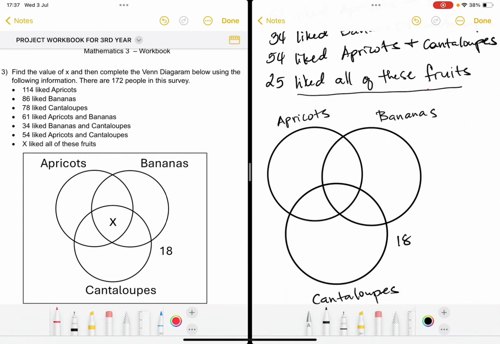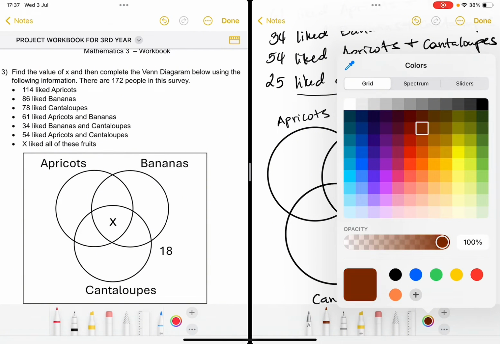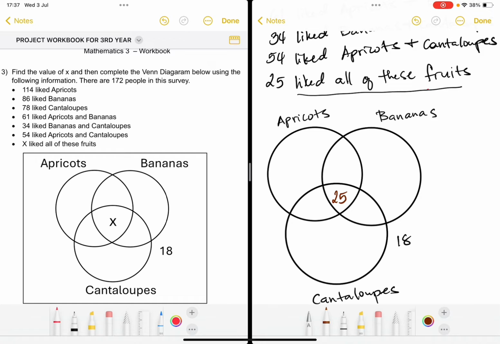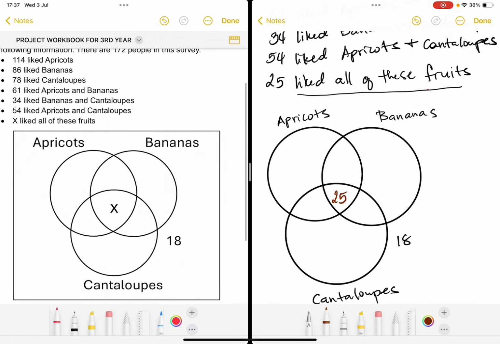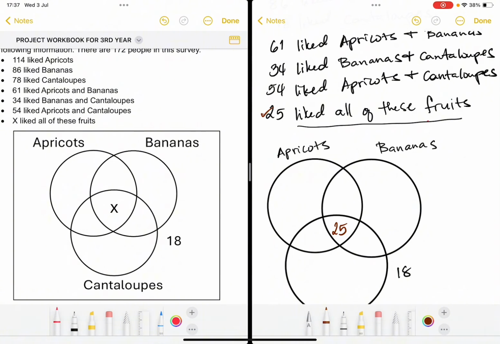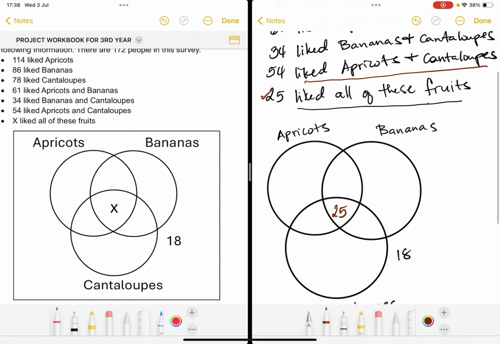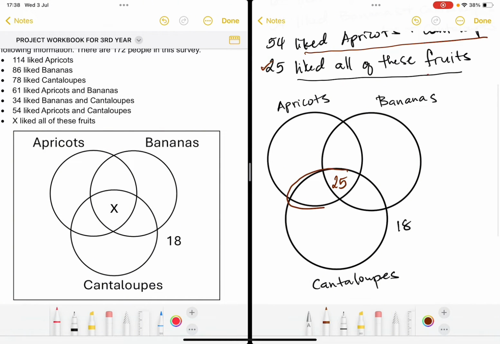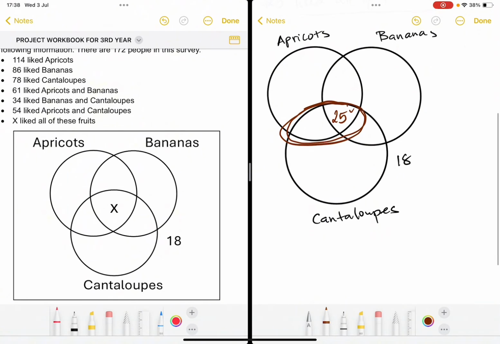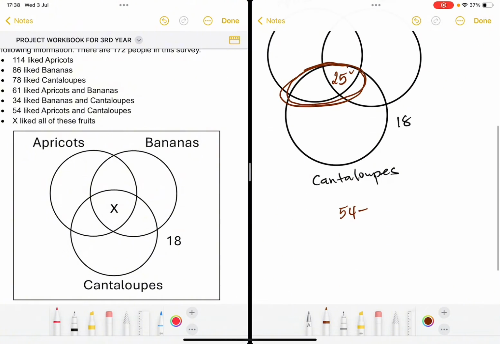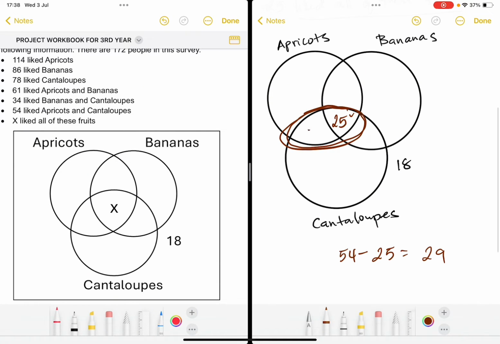I'm going to use red. So this is 25. On the left side, we have x. Next, 54 like apricots and cantaloupes. So this area. Since we have 25 already here at the center, all we have to do is subtract 25 from 54. So we have 54 minus 25 is 29. So we have 29 here.